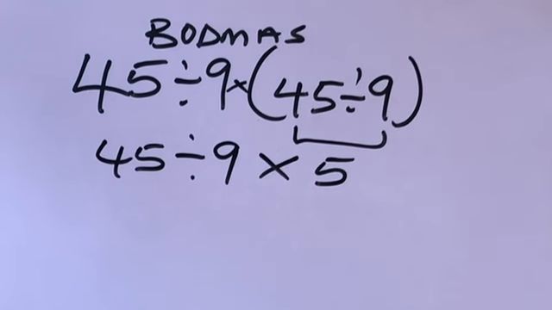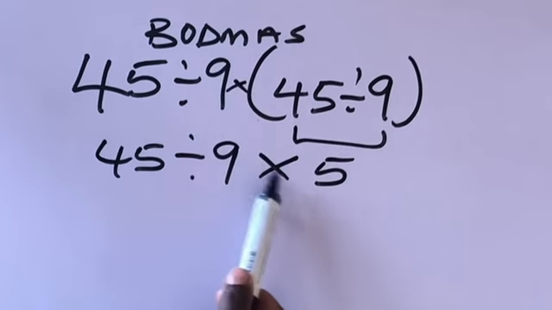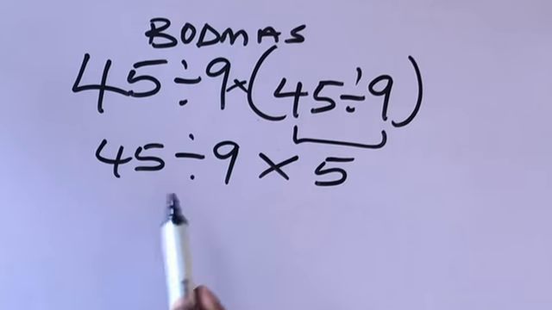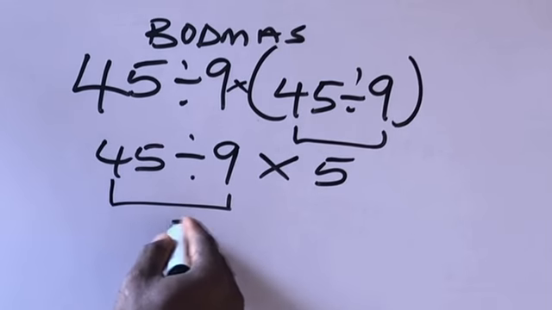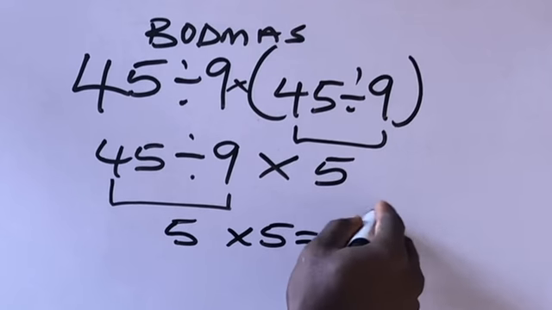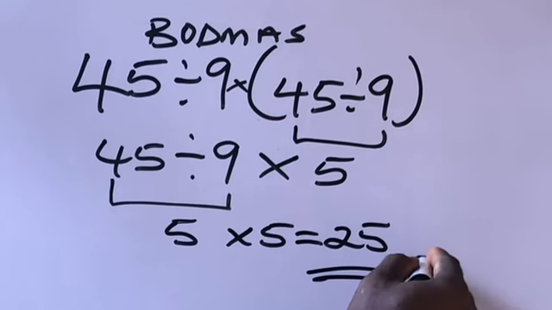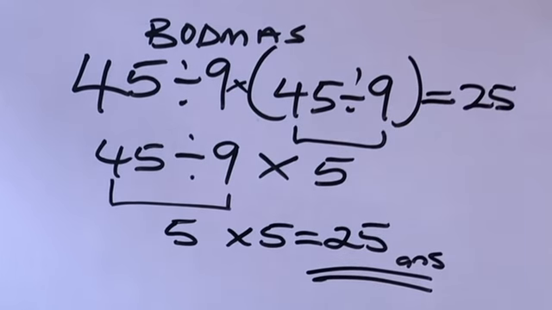Now pay attention. You know that in the order of operation, division comes before multiplication. So we have to divide this guy. So 45 divided by 9 is equal to what? 5 times this 5, which is equal to what? 25. So our final answer is what? 25.